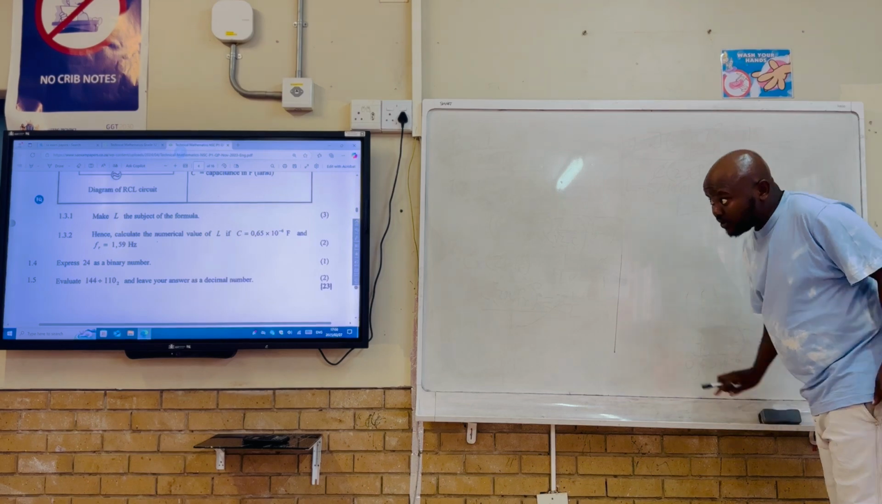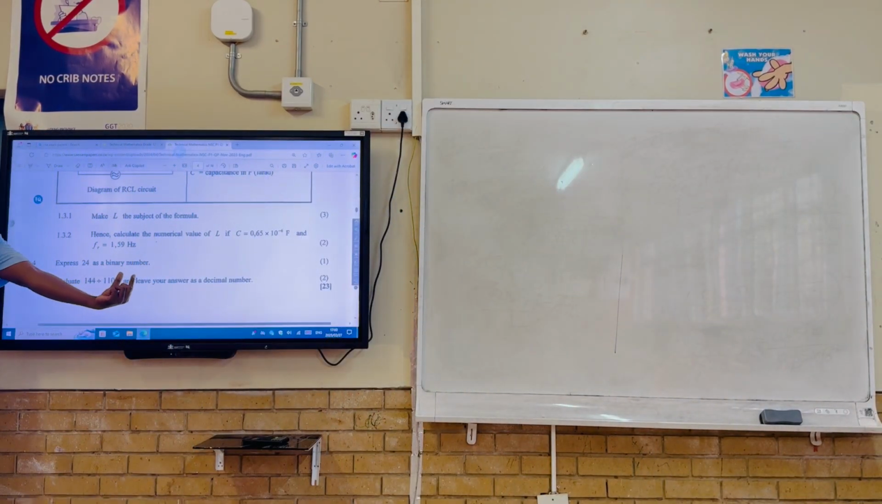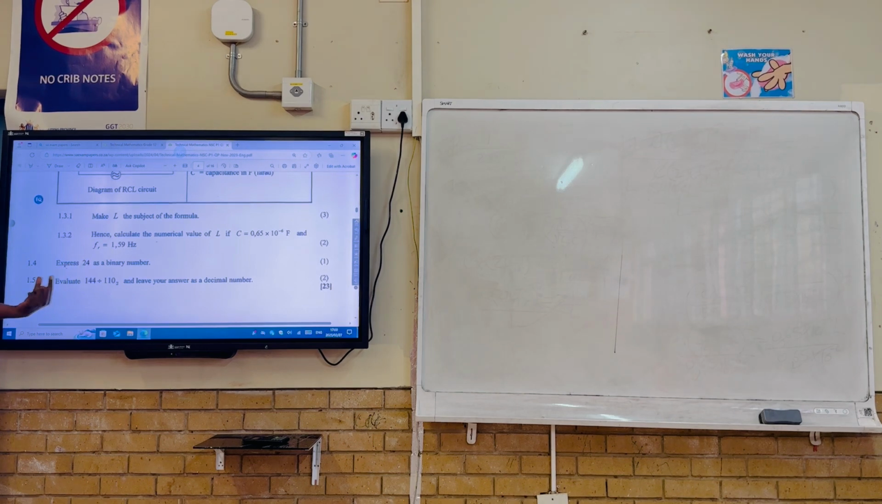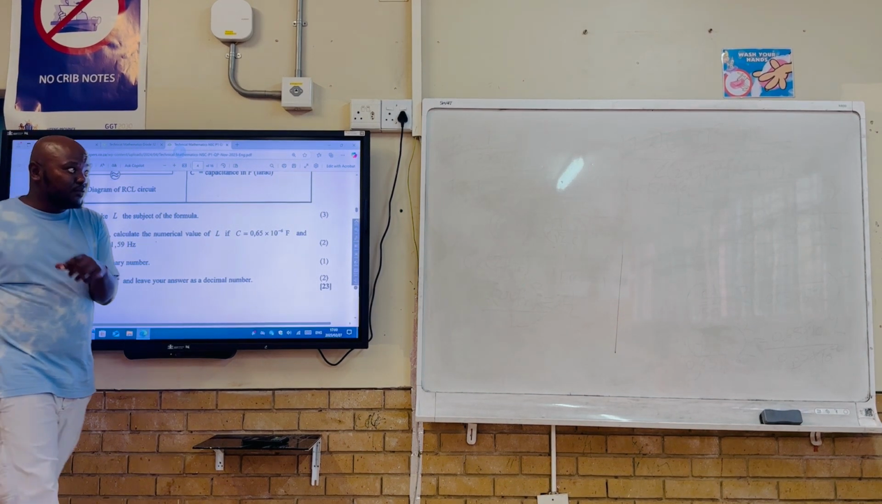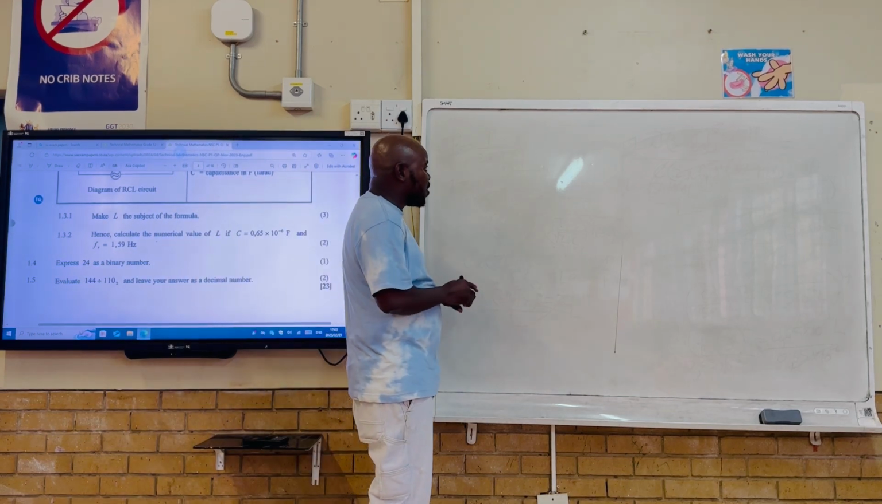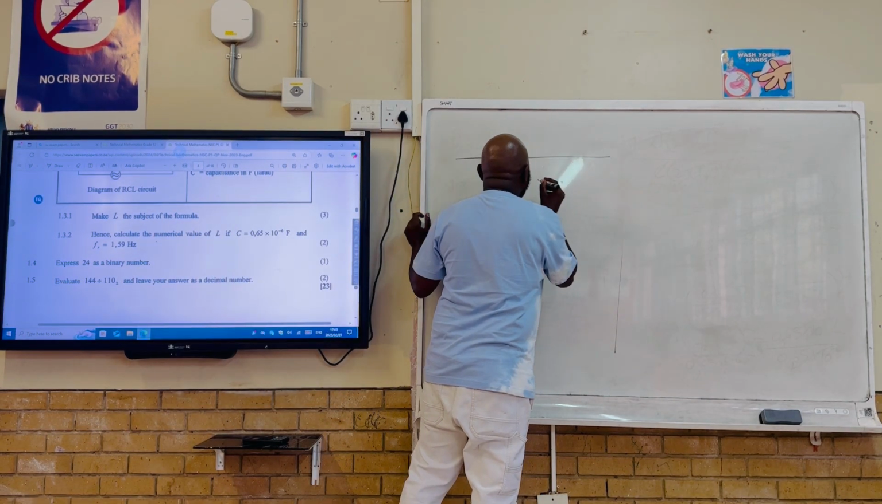We are told that we must express 24 as a binary number. 24 is a decimal number, and you must take this decimal number to a binary number. To do that, you must familiarize yourself with the powers of 2.